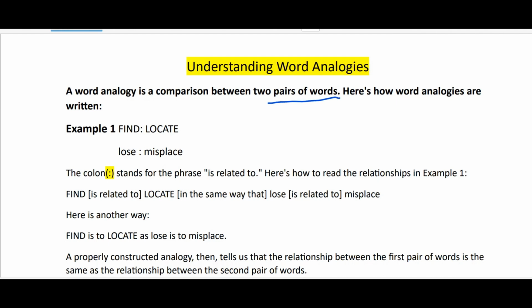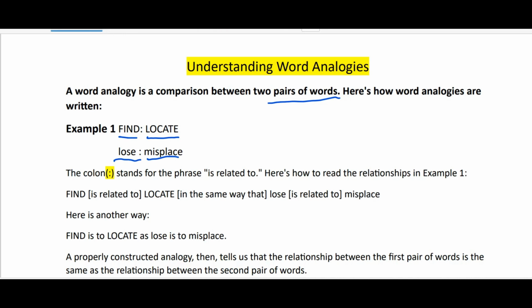And here is how word analogies are written. In example number one, we have find and locate. This is the first pair. And you have four choices, like the one here, lose and misplace. So you have a pair of words capitalized, like find and locate, and then you have four choices. The four choices are also pairs of words.